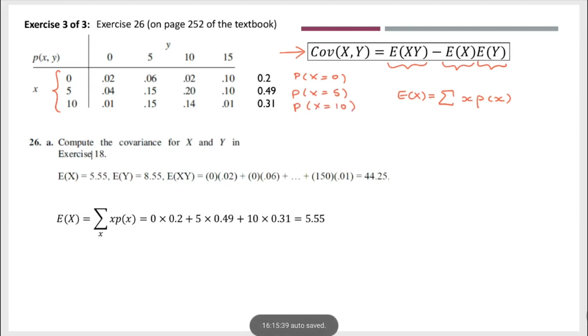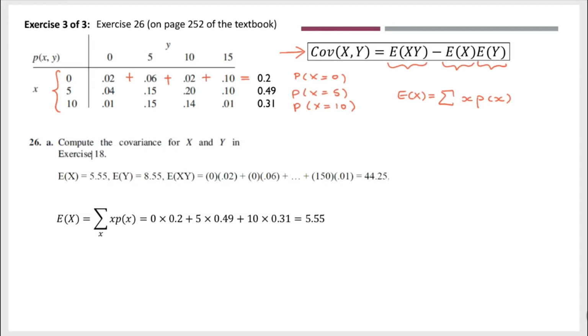And then that is actually your marginal distribution of x. So in order to get the probability that x is equal to 0, you need to sum across the 0 row. So all of these values, 0.02 plus 0.06 plus 0.02, will give you the probability that x is equal to 0. Another way of thinking about it is you're looking for the probability that x is equal to 0 regardless of the value of y. So that's why you sum across all the y values.